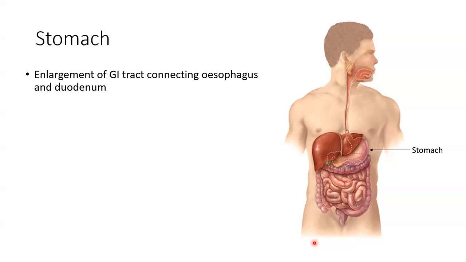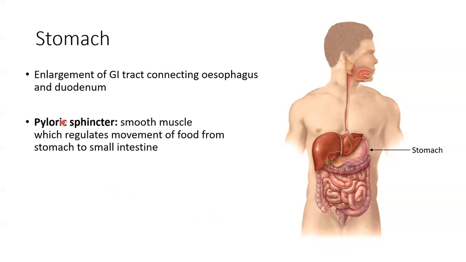Because a meal can be eaten much more quickly than the intestines can actually digest and absorb it, one of the functions of the stomach is to act as a temporary storage site for food and liquid. At appropriate intervals after food is ingested, the stomach will force a small quantity of digested food into the small intestine through the pyloric sphincter. The pyloric sphincter is a smooth muscle sphincter which regulates the movement of food from the stomach to the small intestine. So again, smooth muscle, so not under voluntary control.